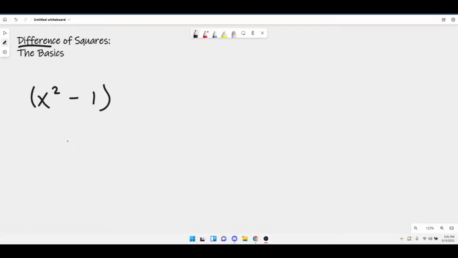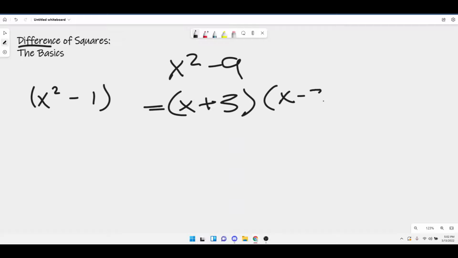Now that we've seen how x squared minus 9 can equal x plus 3 and x minus 3, so the x's cancel out, let's apply that here. So what do you notice? The square root of 9 is 3. So we do x plus 3 and x minus 3. So let's take the square root of 1. That's just 1, right? So we're going to do x plus 1 times x minus 1.